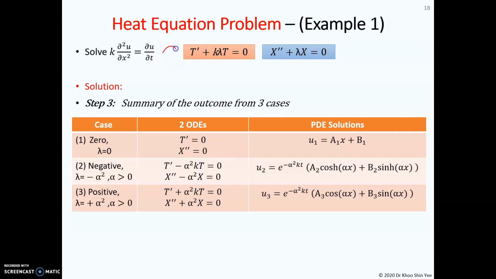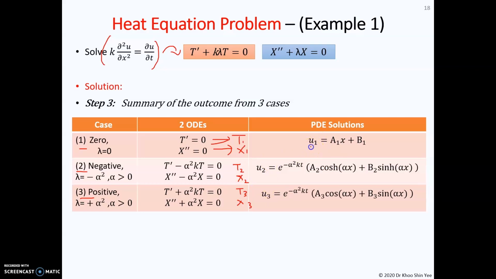So far, you have succeeded in obtaining two ODEs from this PDE, and then you assume the lambda to be three cases: 0, negative value and positive value. Then you succeeded in obtaining the t solution and the x solution for the first case, similar to the second case and the third case here.